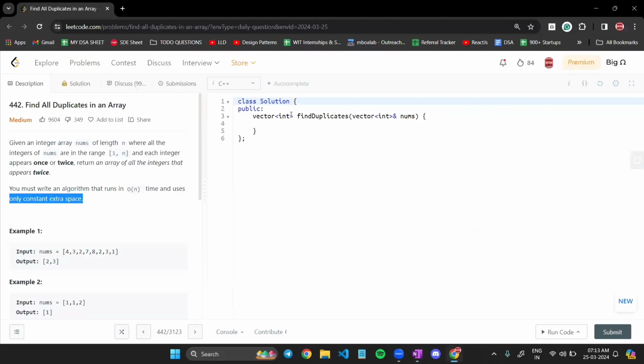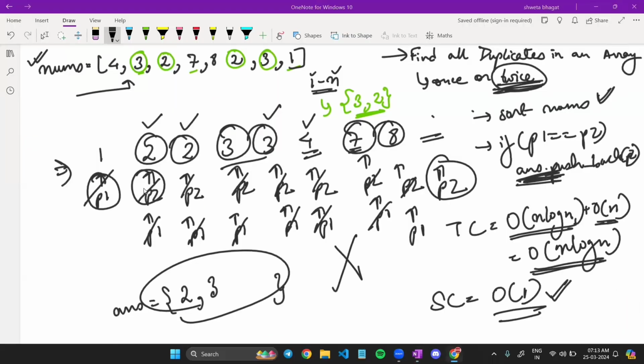In the problem, we can see that it asks, can we write an algorithm that runs in order of n time complexity? What does it mean? It means that we should have a time complexity of order of n, but here we have a time complexity of order of n log n, correct? So let's see, can we have a solution of order of n that doesn't use any extra space?